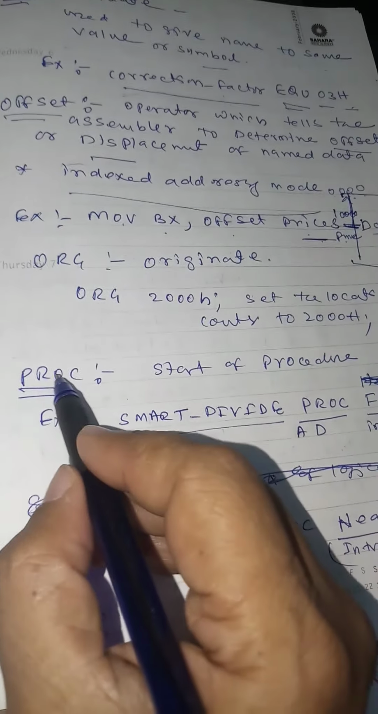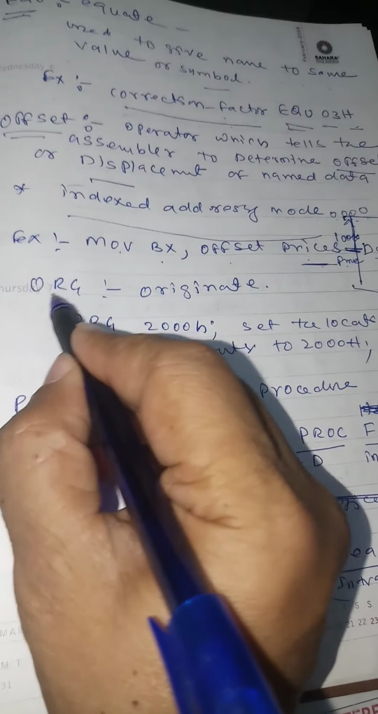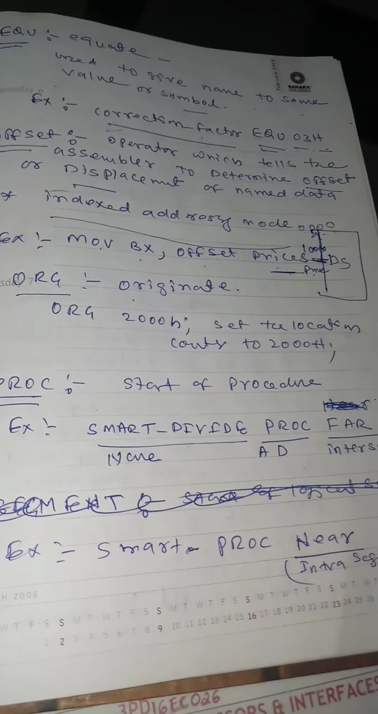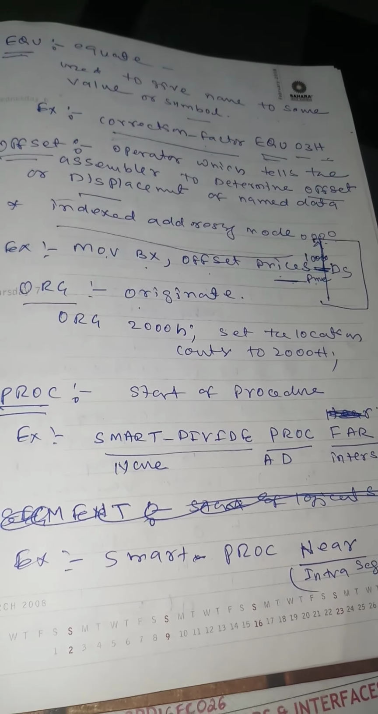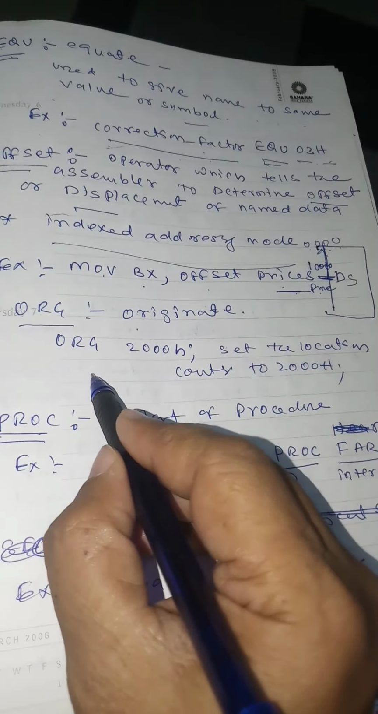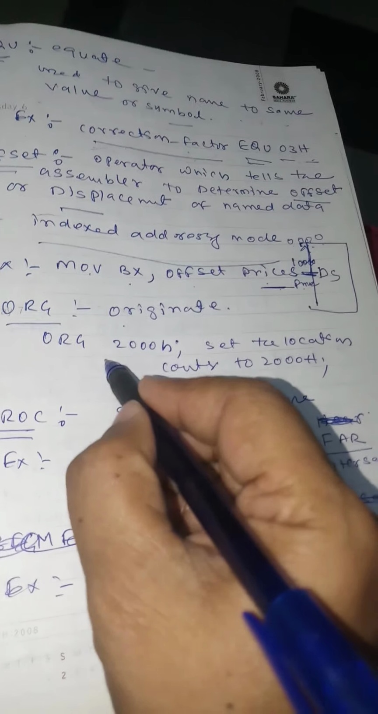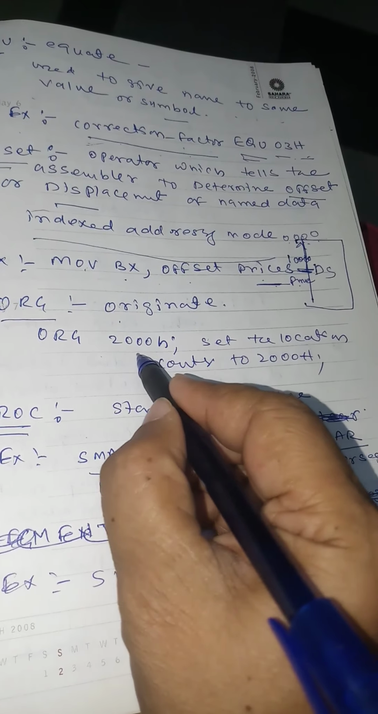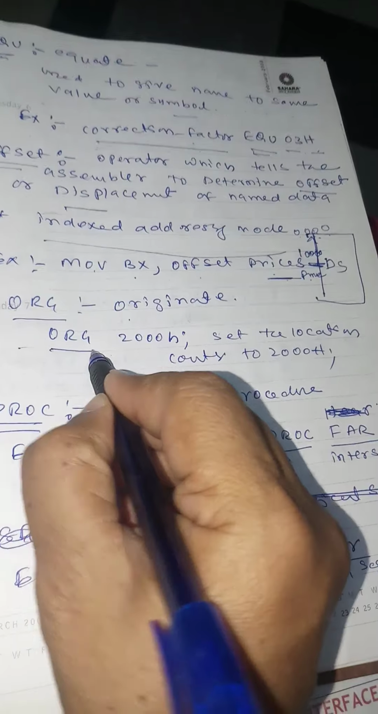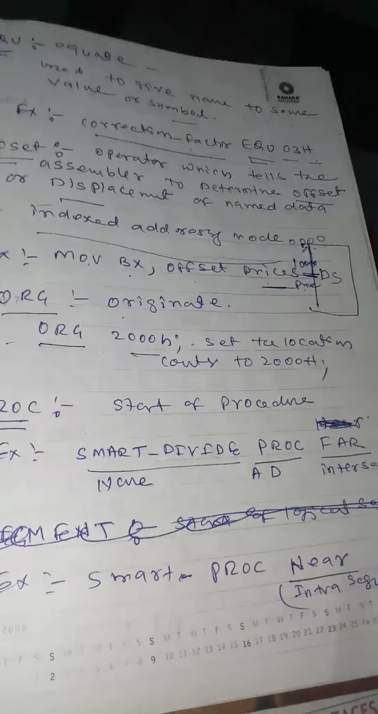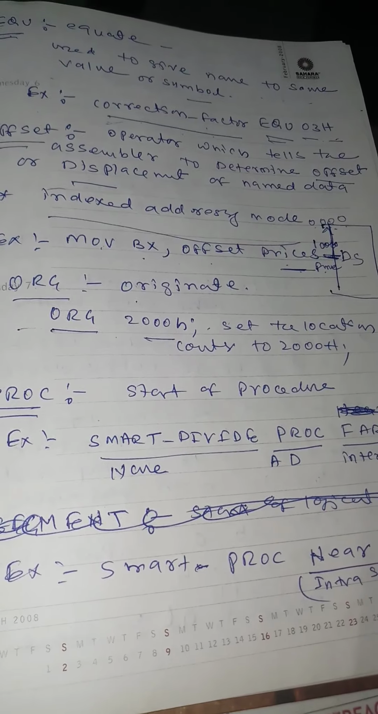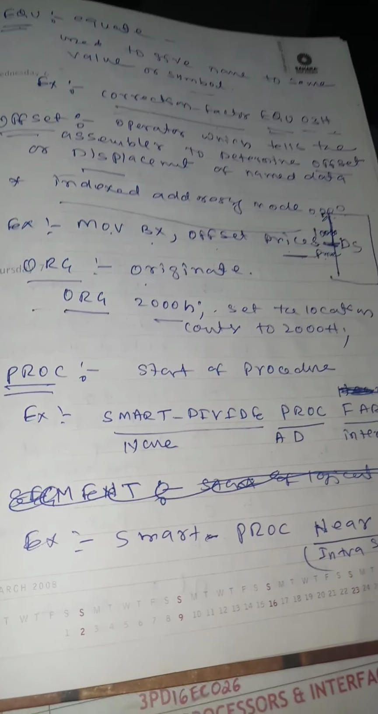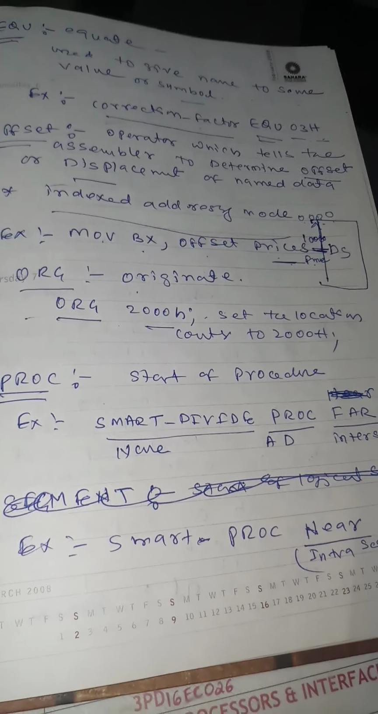Now let us see a very important directive called org. You might have used it many times. It is used to originate the memory location. By default, org is at 0H, and you can give any origin, meaning the start of the code. Let us assume our code starts from 2000H, so org 2000H sets the location counter to 2000H. If org 0H is used, it means our code starts from memory location 0H.